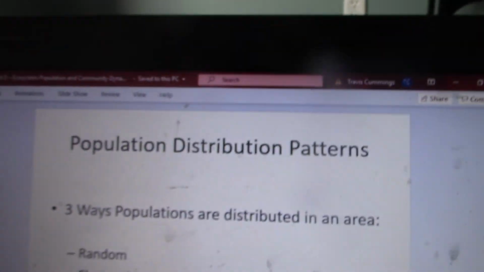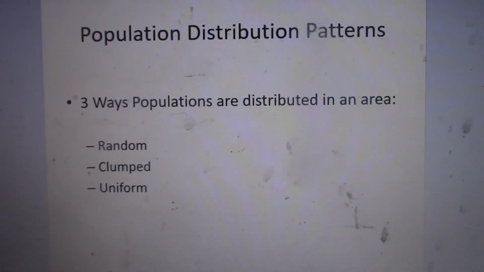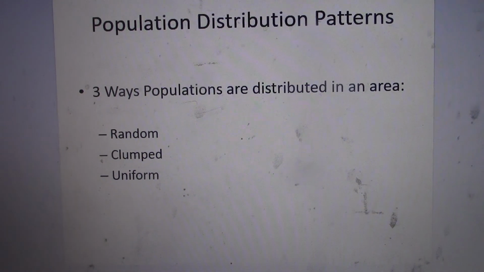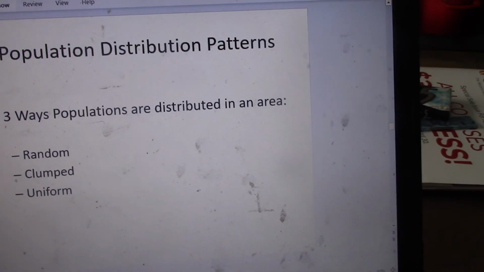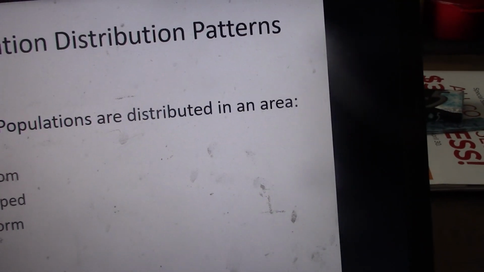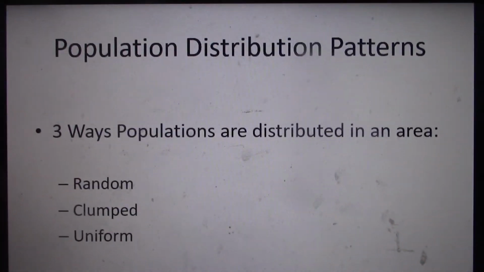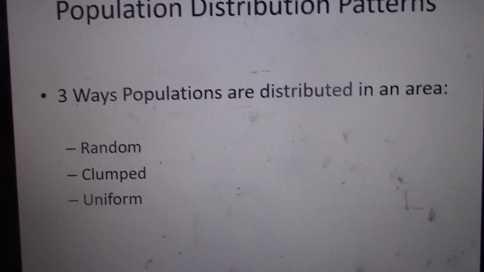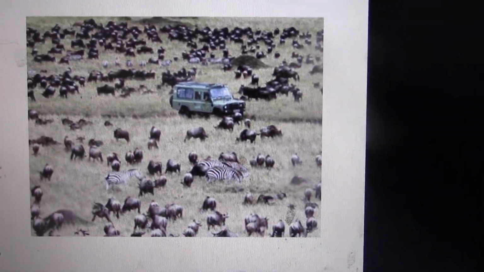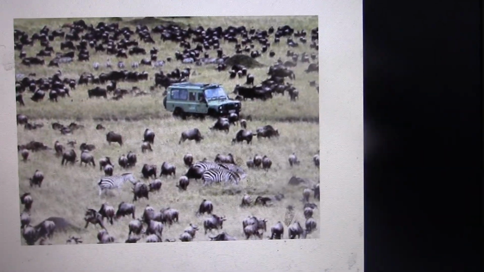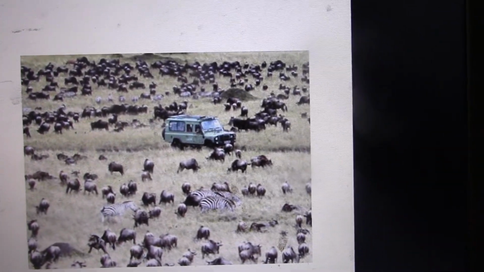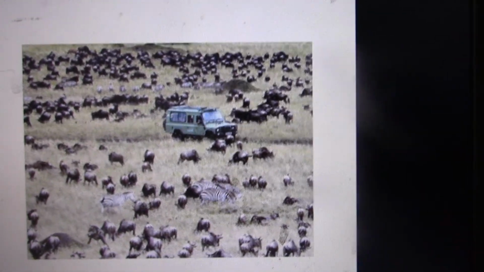When you look at density and distribution, there are three main ways that organisms are distributed throughout Earth. In reality, most organisms have a combination of these three types of distribution patterns. The first one is random. You can see this during the wet season on the Serengeti Plains. You may see this in the tundra with large migratory animals during summer and things like that.